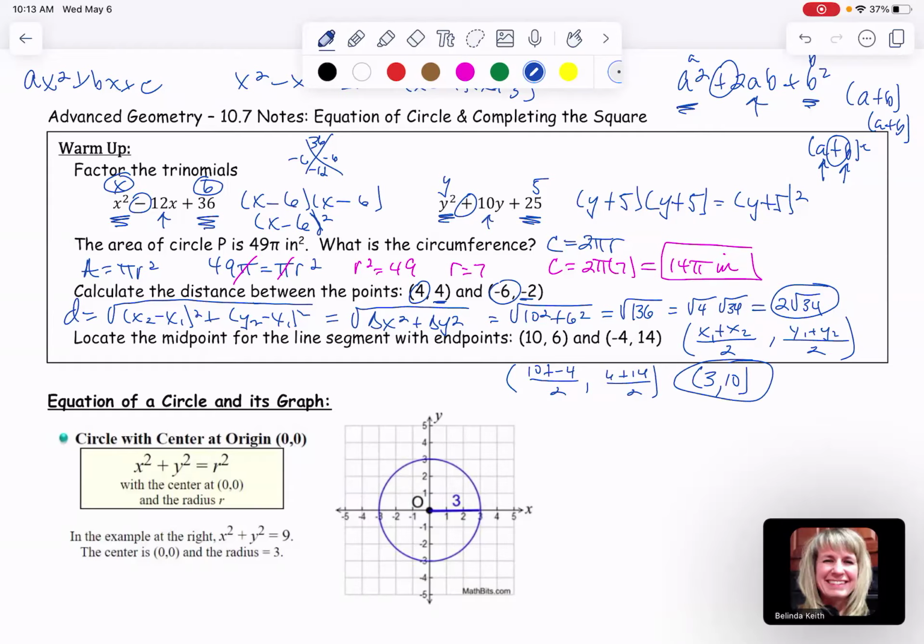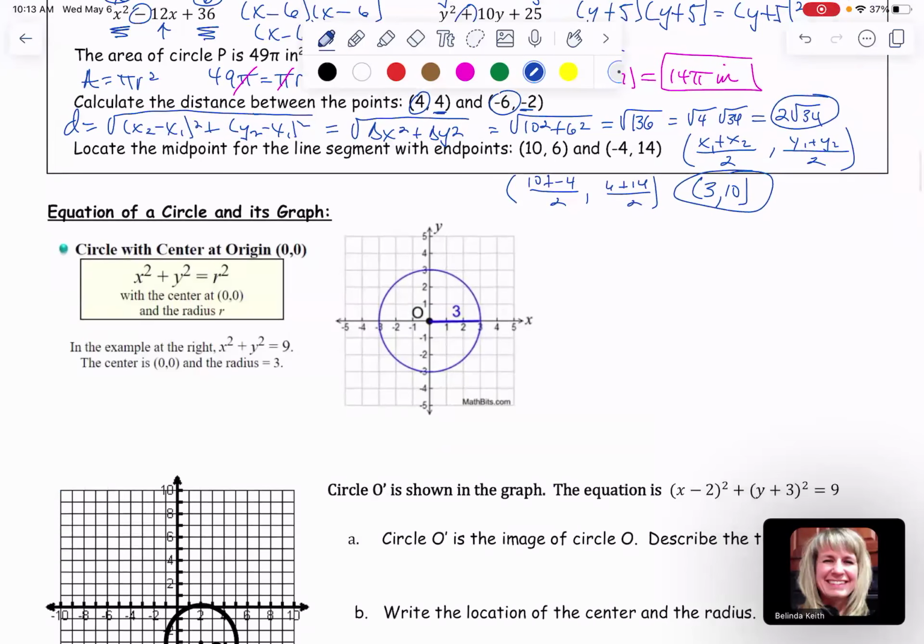All right, those are going to help us here in a minute when we start doing some of these circle equations. All right, the equation of a circle. This is the plain Jane generic form of the equation of a circle. X is squared and so is y. If the center is at 0, 0, it looks like this form. X squared plus y squared always equals the radius squared.